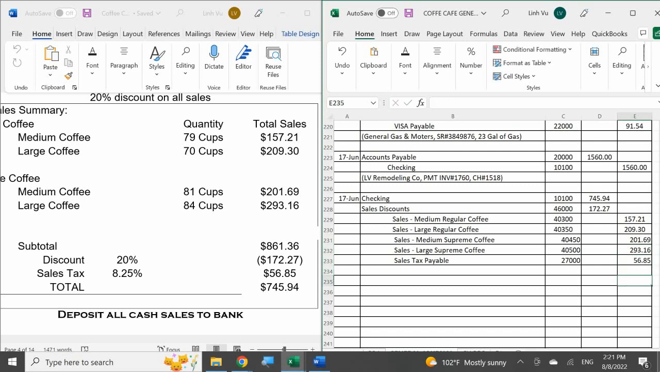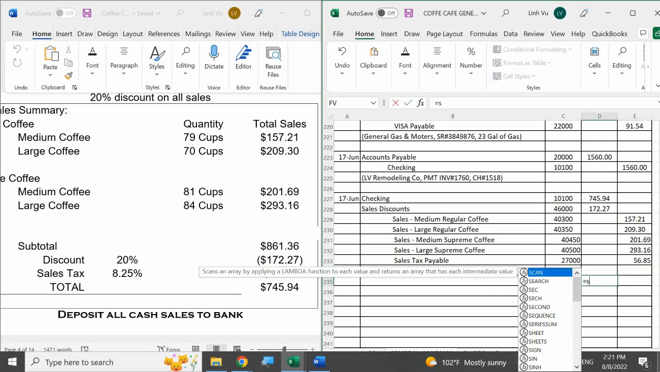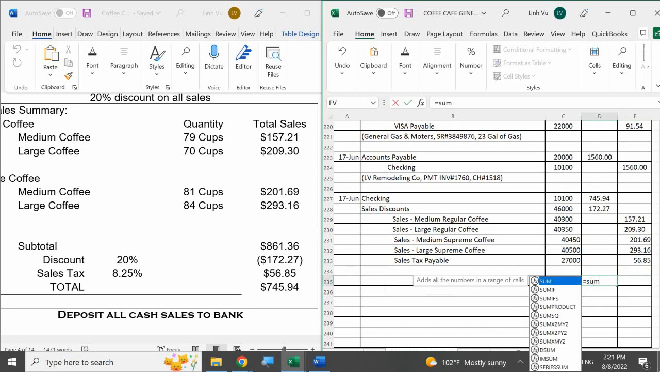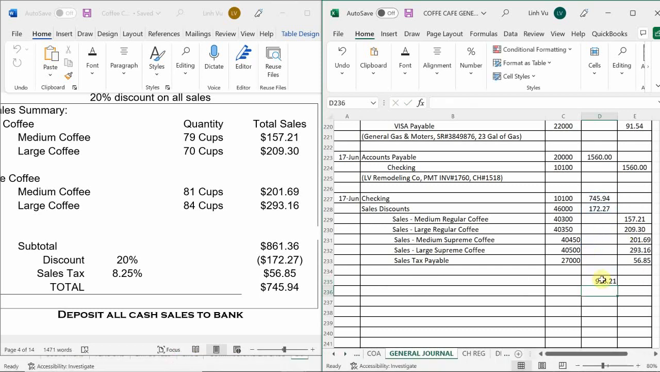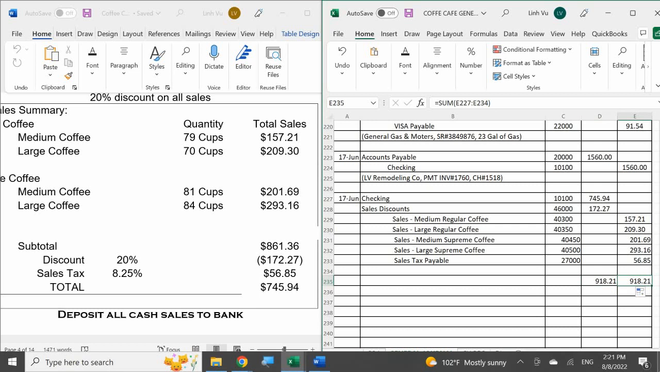56.85. Okay, so let's do my rule of thumb here because I'm dealing with so many different accounts. I'm going to test to make sure, do my debits equal my total credits at the end of the day? So I have $918.21 on the left, $918.21 on the right. So in this case, awesome.